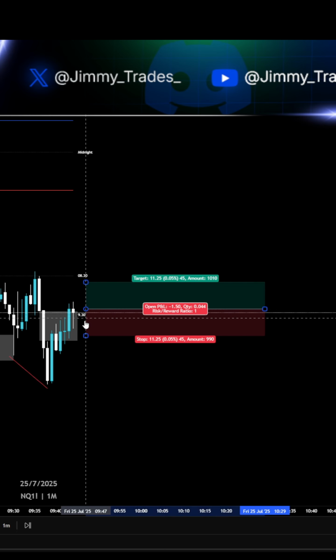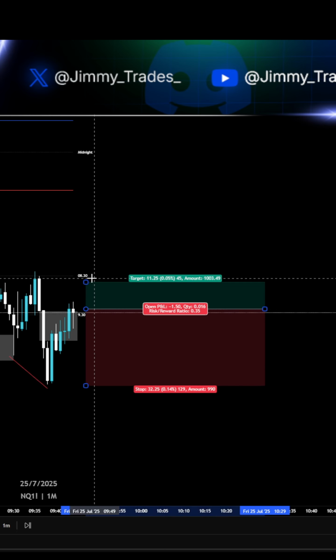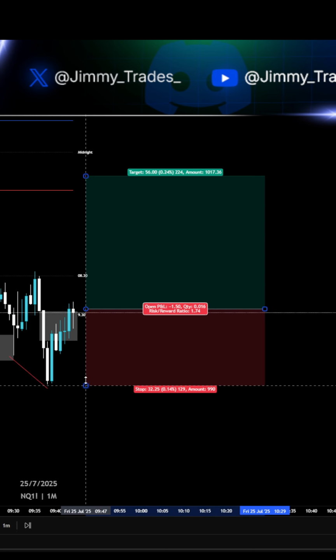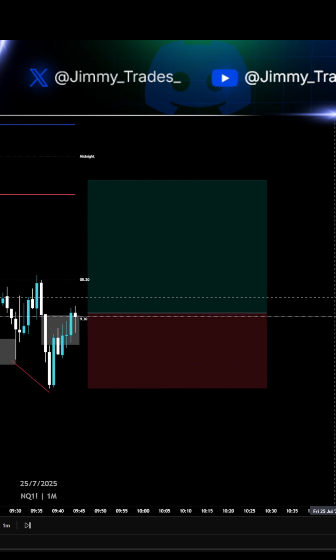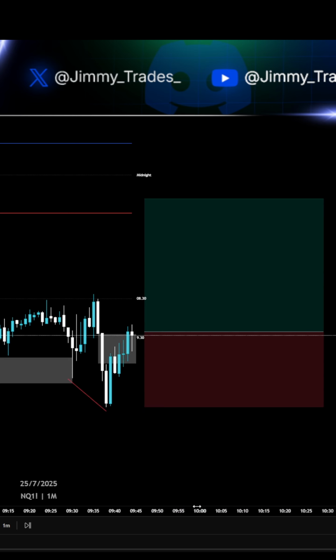So something like this, stop at the low. That's how I do it. You can put your stop below the FVG to improve your RR, but that's completely up to you.